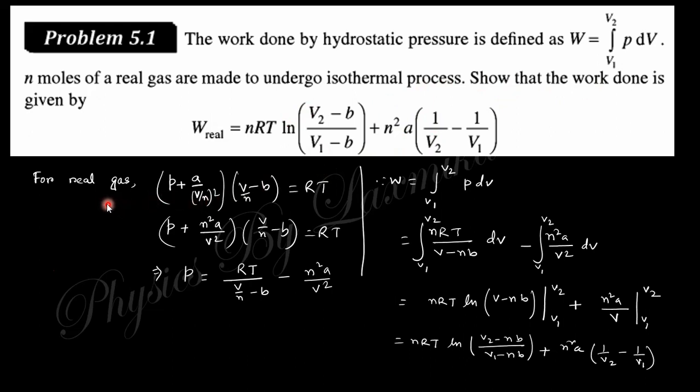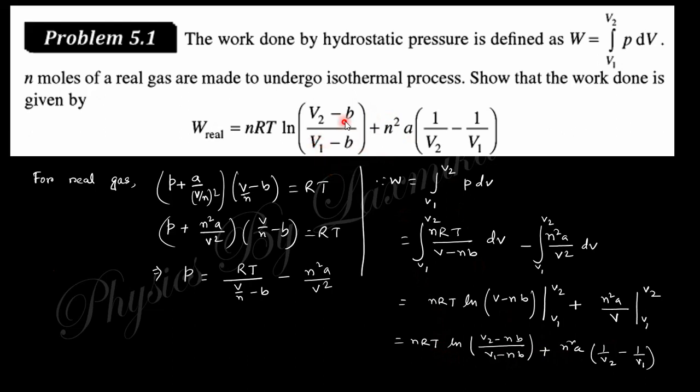Okay, you know the real gas equation for n moles will be (P plus a by V square), where this will be (V by n) whole square, times (V minus b), V for n moles, so (V by n minus b) equals RT. So if you rearrange them, you can find the expression of pressure, and after that, putting this pressure expression in this equation, you can easily find out the work done by this gas. So this will be the answer.